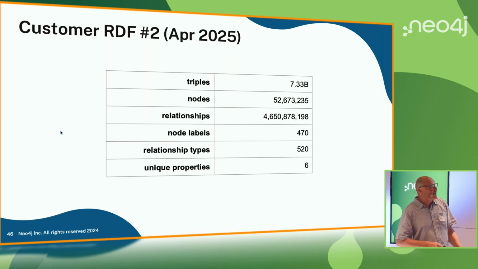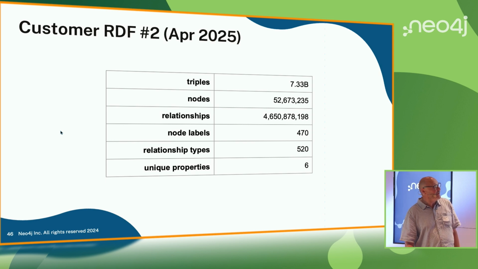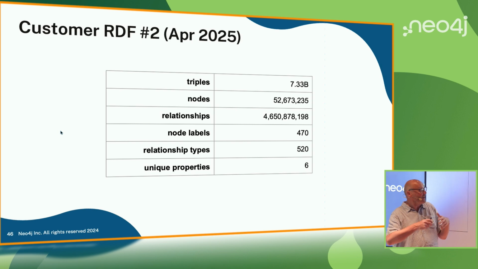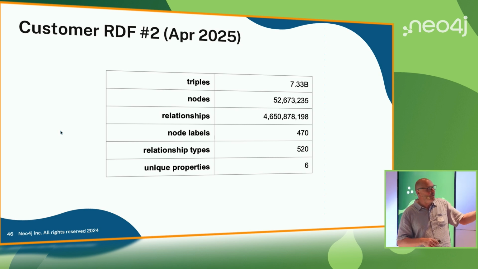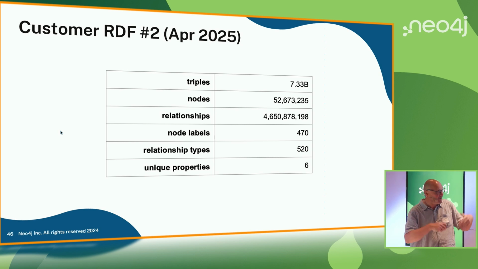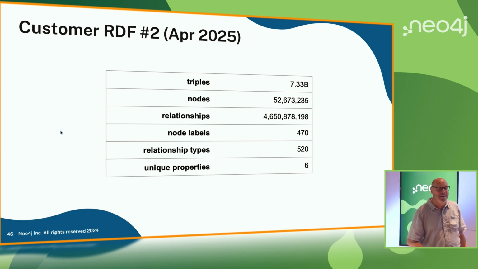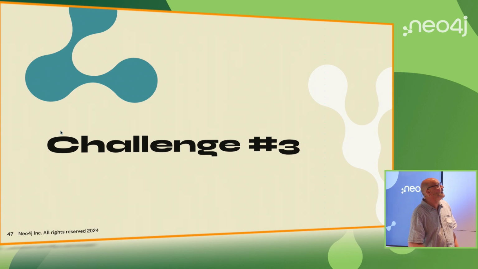So, the outcome of that. This is a system where we had 7 billion triples. We resulted in 52 million nodes with 4.6 billion relationships. That brought us one graph that we were able to bring together in April 2025. We've since done other ones which have been slightly bigger, around 9.3 billion triples. We've been able to bring all of those into Neo4j, but it still takes some time to do all this processing.